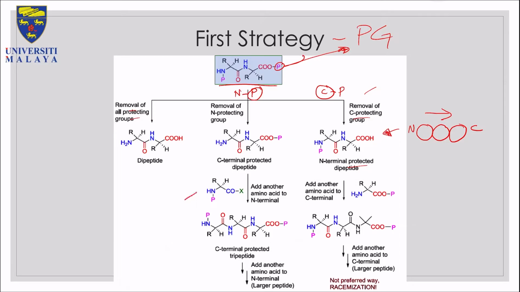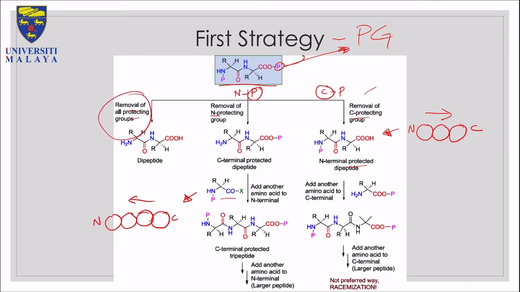The middle option over here is by you remove the protecting group at the N terminal. So now you have the first amino acid, you have the C over here. You remove the protecting group at the N terminal, and then you add in an additional amino acid. Thus, you can grow it from C to N. Okay, so these are the two options that you have.